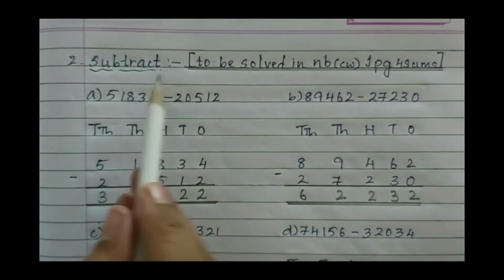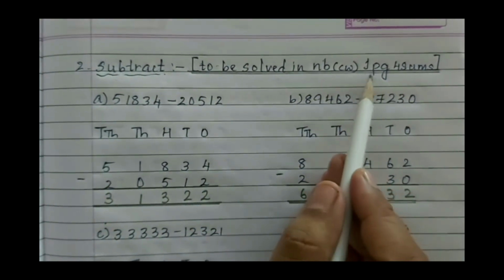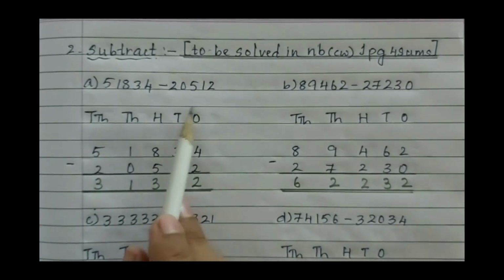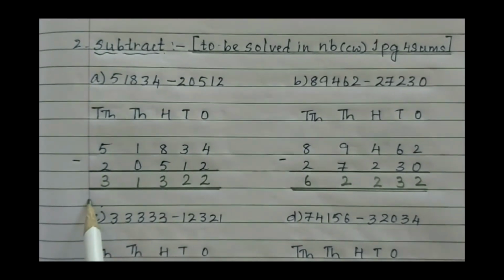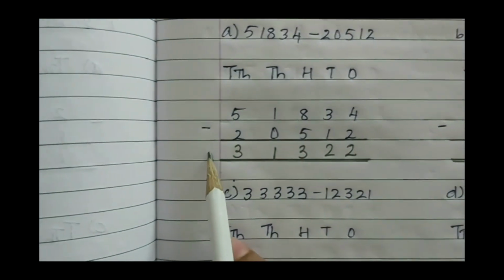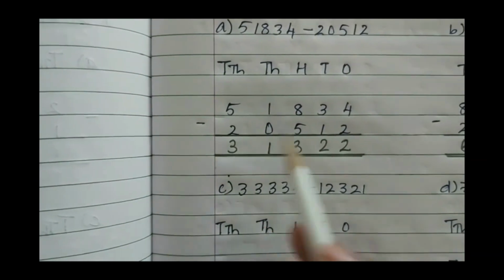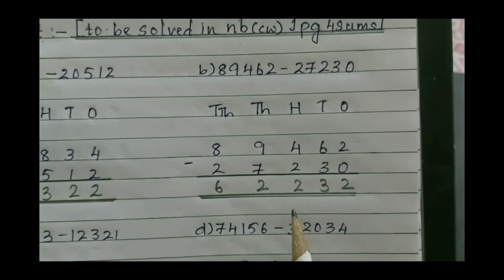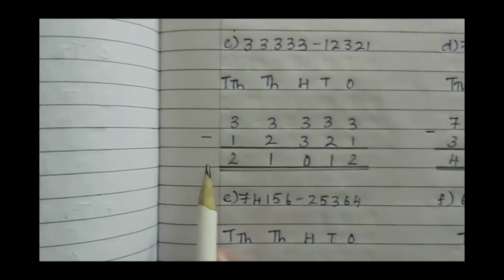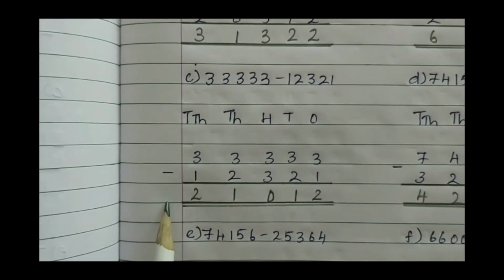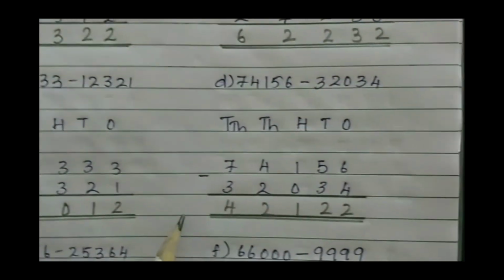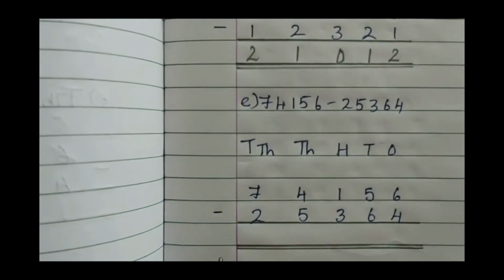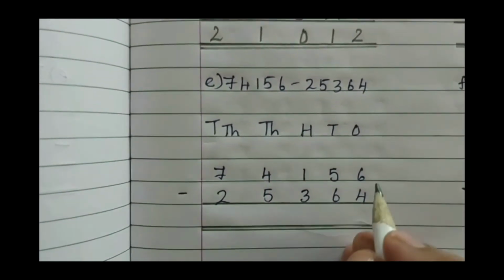Question number 2. Subtract. To be solved in notebook. One page, 4 sums neatly and properly. Write down the questions in the same manner. A. Simple subtraction as we did earlier. Question number 2. Then with the C. Question number D. E. Let me do it.